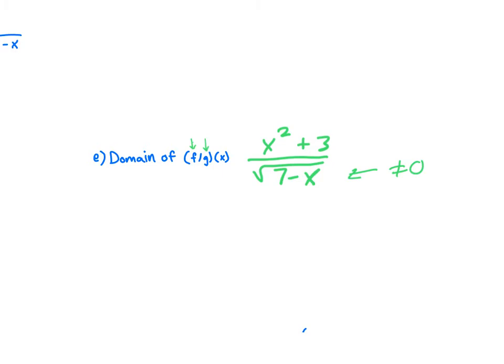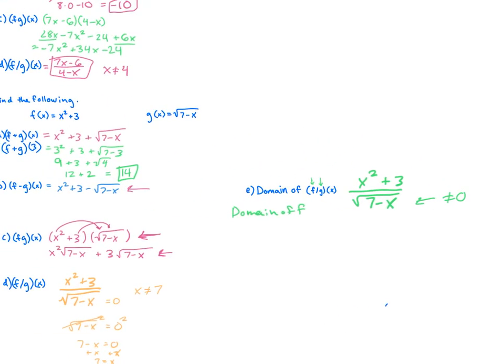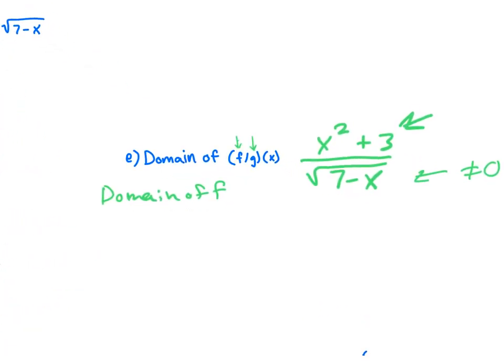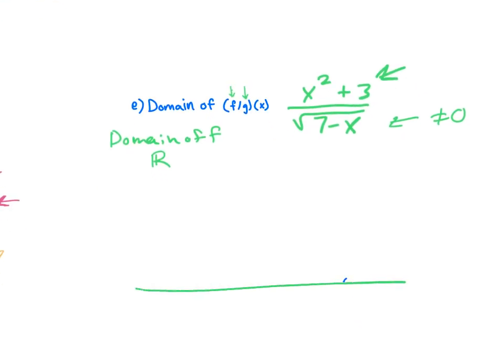So what's our domain of f? Just the top here, we have x squared plus 3. Do we have any restrictions there? No. So what would our domain of f be? It'd be all real numbers. So if we put that on a number line, it would be the whole thing, all real numbers.